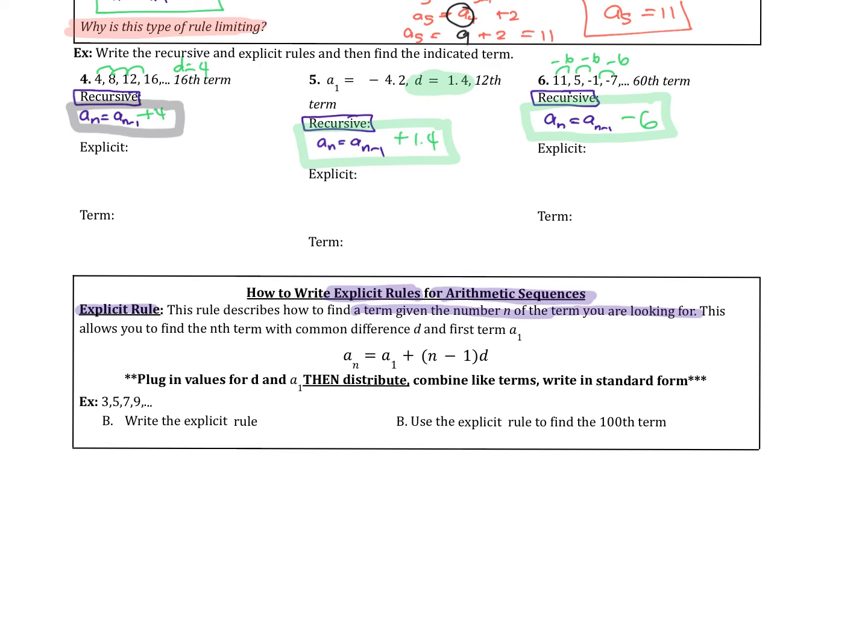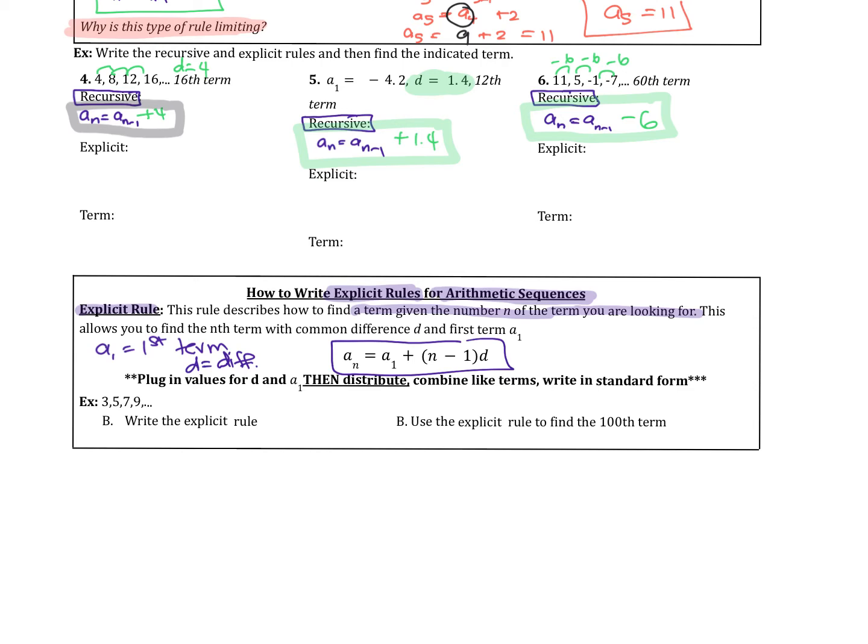Again, the explicit rule describes how to find a term given the term number that we're looking for. And here is how the explicit rule looks written out. A sub n is equal to a sub 1, remember, a sub 1 is the first term, that subscript tells you what term number we're talking about, times n minus 1 times d, and d is that common difference, what you're adding each time.